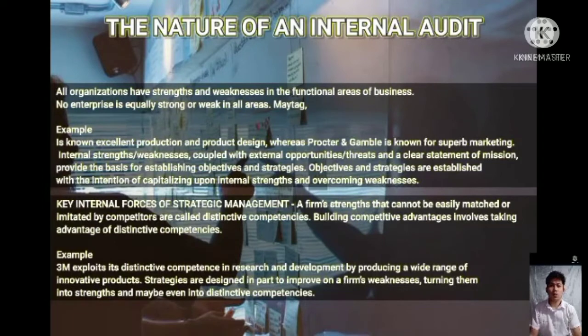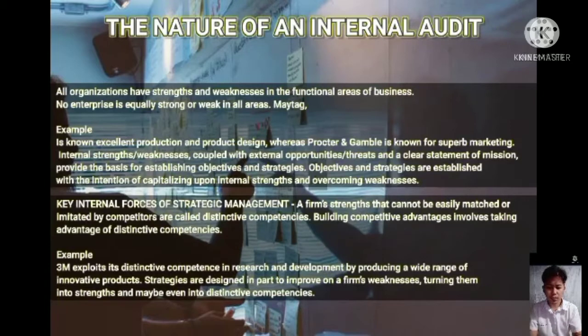We are Group 4 about to report on the nature of an internal audit. All organizations have strengths and weaknesses in the functional areas of business. No enterprise is equally strong or weak in all areas. For example, one firm is known for excellent production and product design, whereas Procter and Gamble is known for superb marketing.